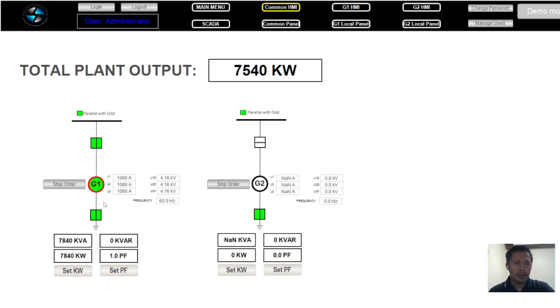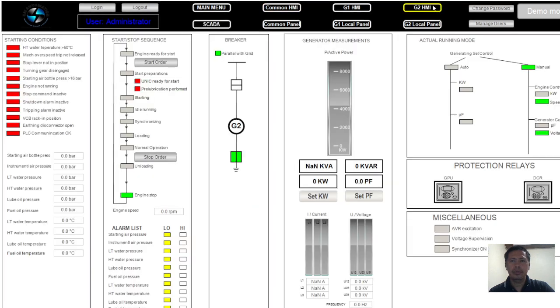So we can see that G1 is already at the maximum load, and generator 2 is in standby mode. So now we will synchronize generator 2. To prepare generator 2, all these starting conditions must be met first prior to starting the engine.